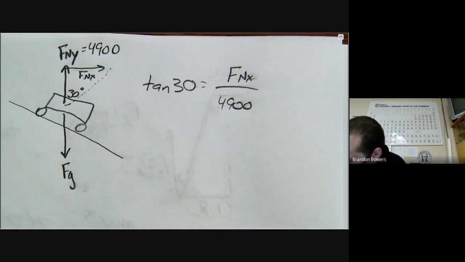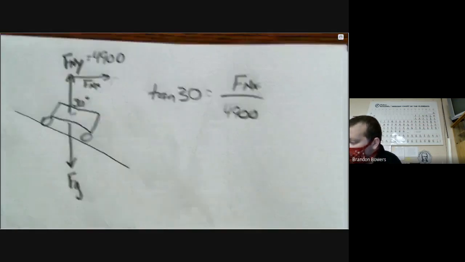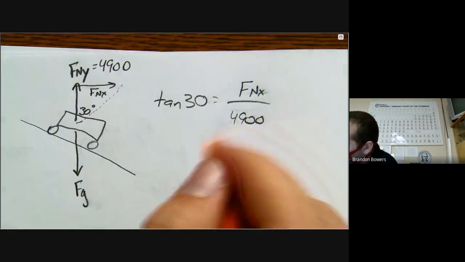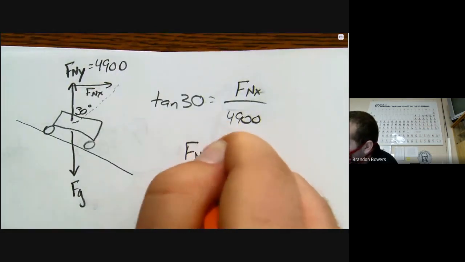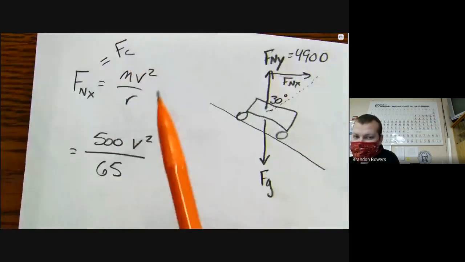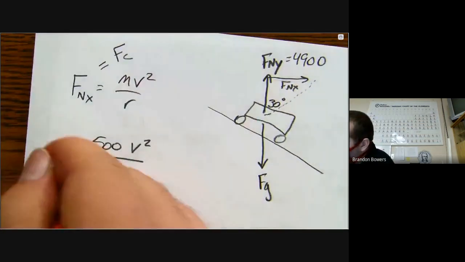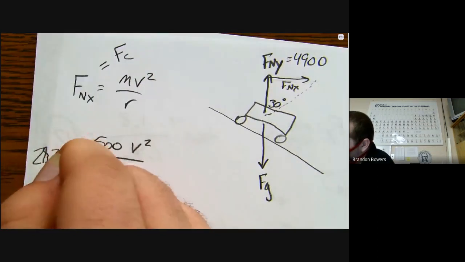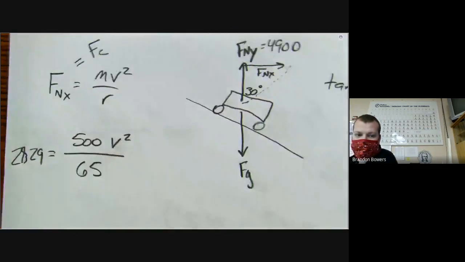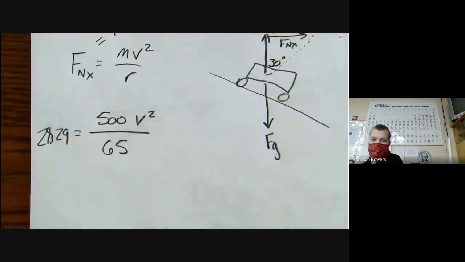All right. That was my bad. Tangent of 30 times 4,900. All right, I got 2829. Is that what you guys got? Yep. Force normal in the x is 2829. So my force normal in the x, that's equal to the centripetal force, I can put 2829 right there. And that should help me solve for velocity.